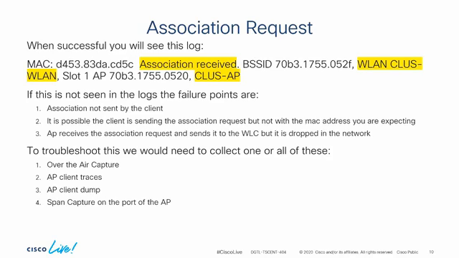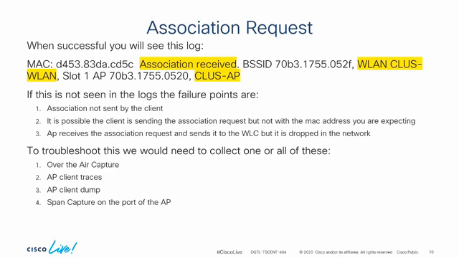Another reason why we might not see the association in the logs on the controller is that even though the client sends it to the AP and the AP sends it to the controller, it doesn't make it there. So how do we figure out what's going on? Well, with the client randomizing its MAC, that's just a setting on the client. You'd have to go look and see if it's doing it. For the other issues, we'd probably need to get an over-the-air capture, or an OTA, and also some client traces from the AP CLI and possibly a client dump from the AP CLI.